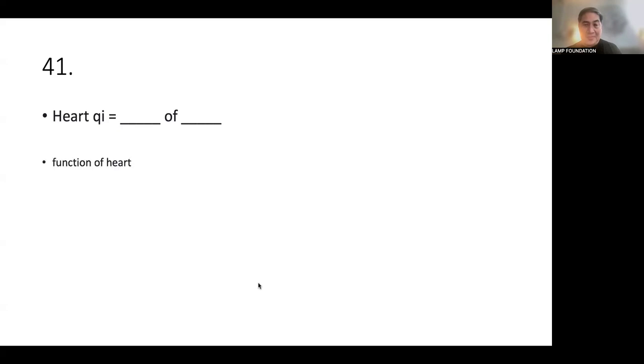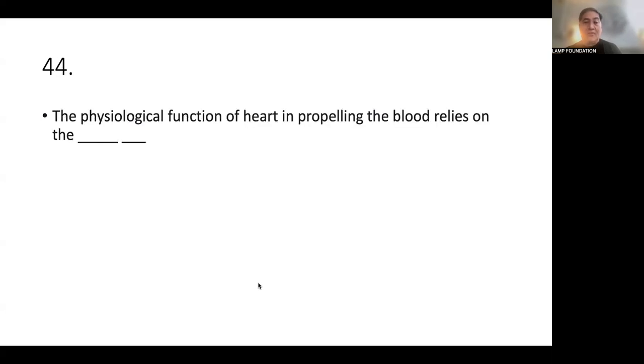Function of the heart. Okay. Heart blood is what? Is the blood propelled by the heart? What is known as the mansion of blood? The vessels. The physiological function of the heart in propelling the blood relies on the heart chi. Okay, so pag affected yung heart chi, hindi magpo-propel yung blood, magi-stagnate, no?